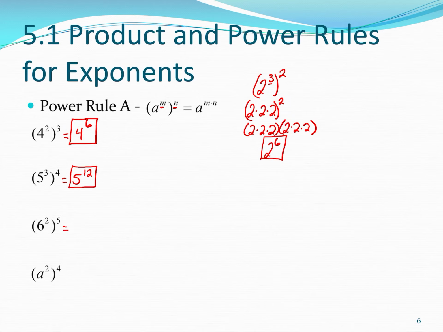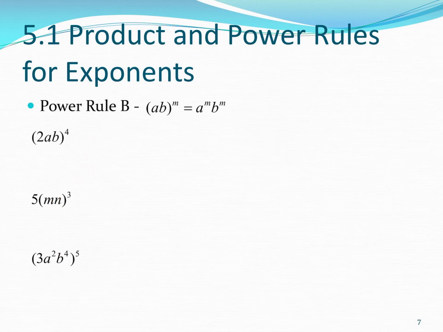And again, be careful not to try to add your exponents. We're not adding those here. We're multiplying because it's a power to a power. What about the next one? We're going to have 6 to the 10th power. And then on the last one, we have a to the 8th power. Again, that power to a power, we're just going to multiply the exponents.